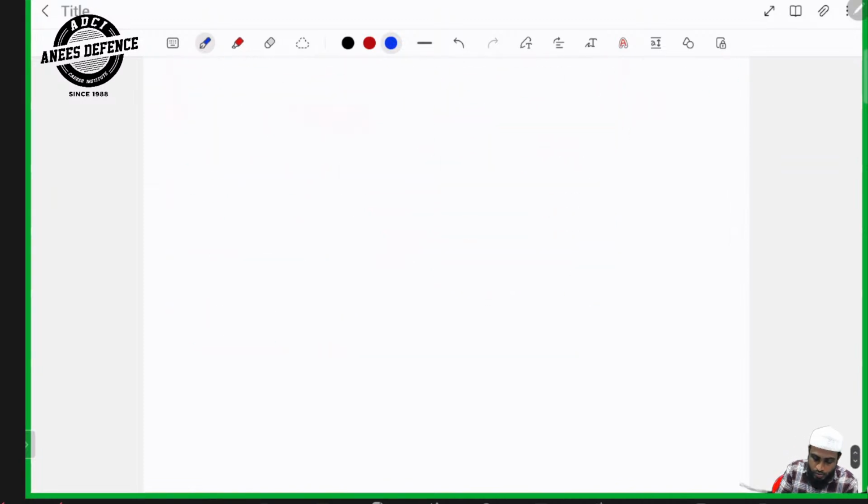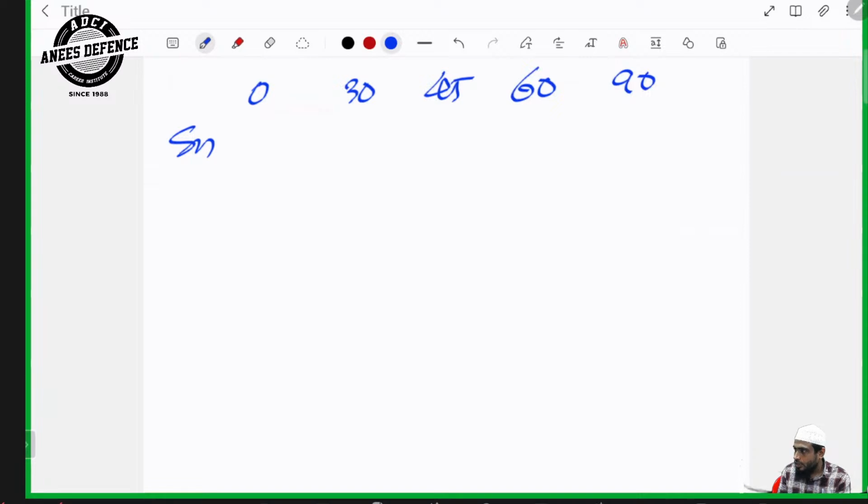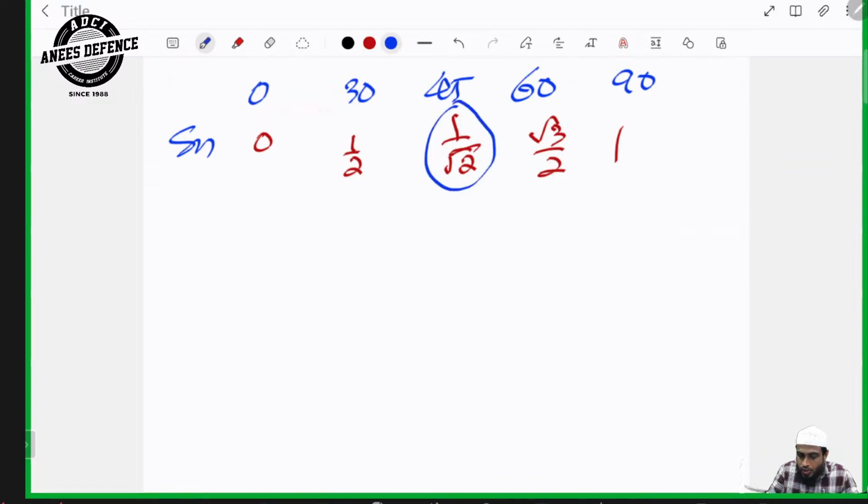So you have to remember these values. Sin 0, 30, 45, 60, 90. Like a song, you should remember only this one. Remaining all things you have to do some modification. 0, 1 by 2, 1 by root 2, root 3 by 2, 1. So these are 5 points. The middle is the third one. Fix that third one at its position.